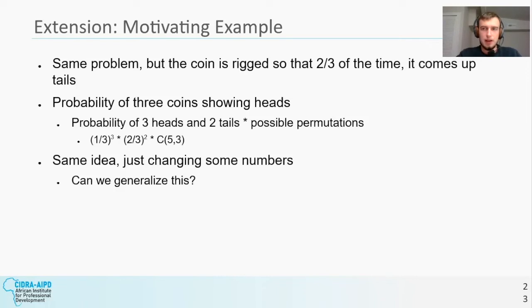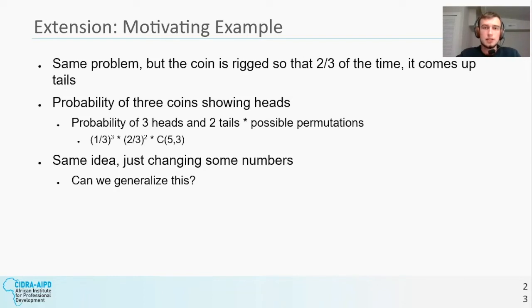So it's going to be 5 choose 3, because there's 5 coins we're flipping, and we want 3 of them to come up heads. So if we wanted to, we could solve this, because we know that 5 choose 3 evaluates to 10, because we solved for it last slide. So it's the exact same idea of how to solve these problems. All we're doing is changing around some numbers. Just the probability of a success happening is changing. Instead of being 1/2, it's now 1/3.